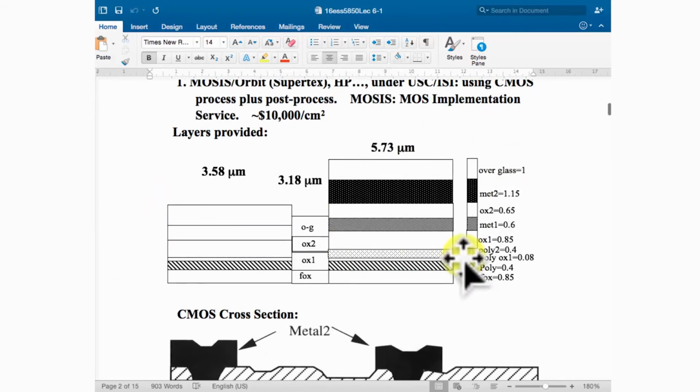On the right-hand side, the total material thickness you can get from the CMOS process is around 5.7 micron. It's not very thick. Looking into the materials, you can have 4 different layers of silicon dioxide, starting from the first layer, the field oxide. Field oxide is a little less than 1 micron, 0.85 micron. Then you have 2 more silicon dioxide layers, for insulation between the electrodes.